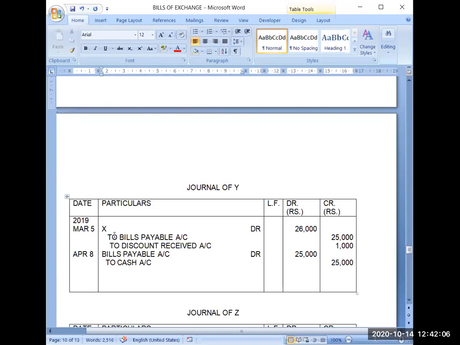Here Y can record the narration for this entry: acceptance given to X and discount received. Then for this transaction, narration can be written: payment, bill met on due date. You can write bill met on due date.